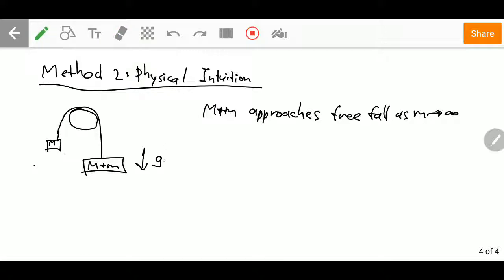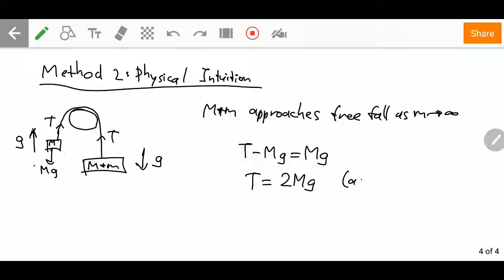If this side is accelerating down with acceleration g, then this side better be accelerating up with acceleration g. And so what tension is now required to accelerate the mass M upward with acceleration g? Well, we know that a force Mg is acting here, which means that T minus Mg must equal Mg, because the block is accelerating upward with acceleration of g. And so T will actually equal 2Mg. And of course, this is as m goes to infinity.